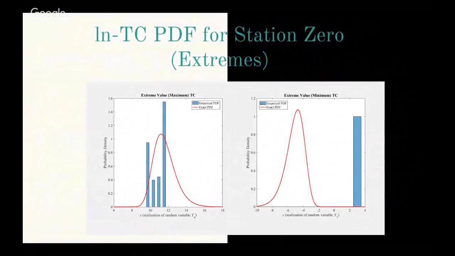Now moving on to question 4. Question 4, we had to graph the extremities of the LNTC values and the temperature values and the salinity values. How we went about this was we created a MATLAB code which had to compare the empirical and the exact PDFs and CDFs for our extreme values.